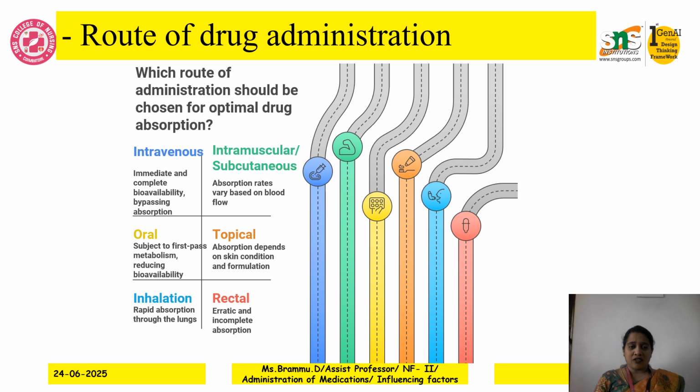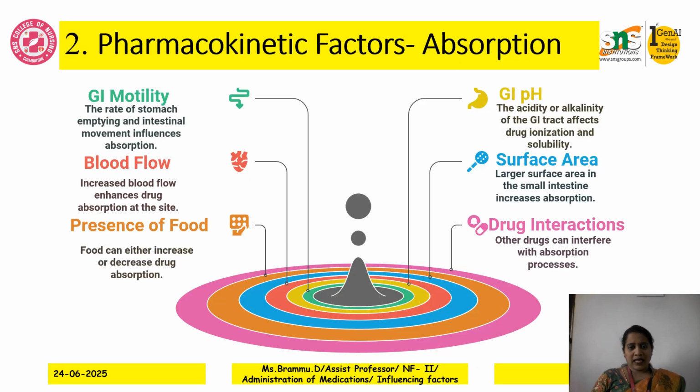Similarly, you have the other routes which play a major role in drug absorption. So the route of drug administration also plays a major role in drug absorption. The next important factor, as we saw in the introductory slide, is pharmacokinetic factors. In this, I told you how the drug passes from the oral route till the excretory phase.